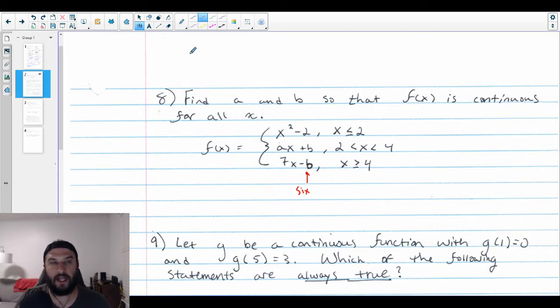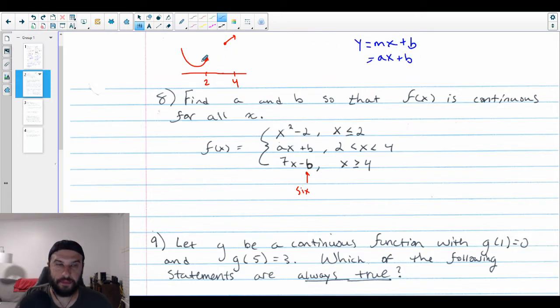On the one side, we have a piece of a parabola. Okay. So here's x is 2. I don't know what the output is. As we get to 4, 7x minus 6, that's the equation of a line, right? ax plus b is also just the general format for a line. We usually use mx plus b, but we're using ax plus b because why not? So that's what we have to fill in. We have to find the equation of a line.